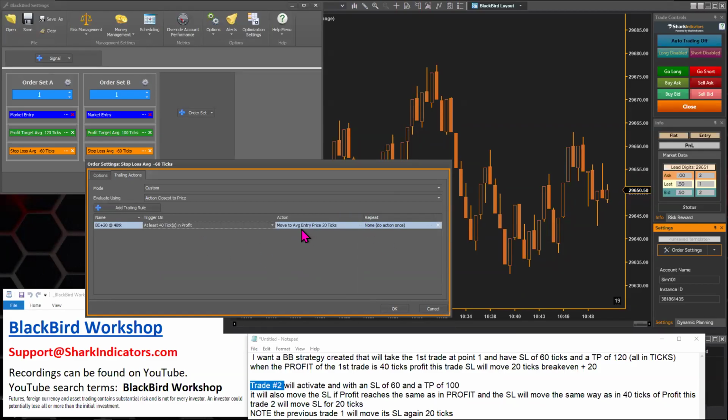Let's see here. All right, yeah, so we're still moving this stop loss to the entry price plus 20 here.